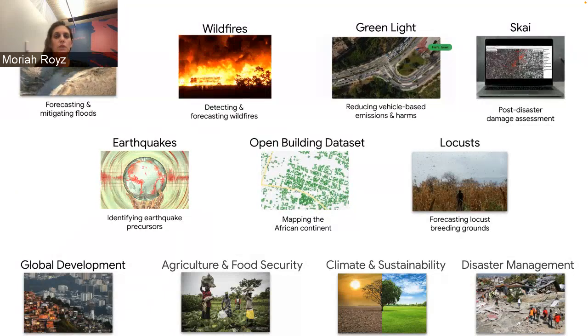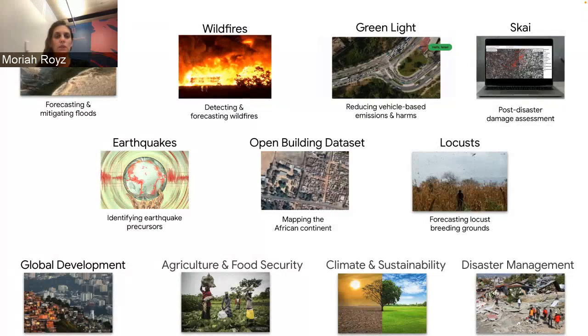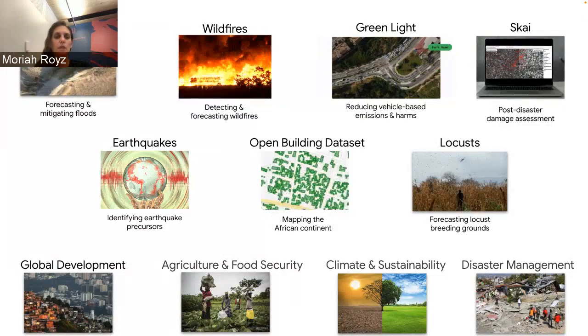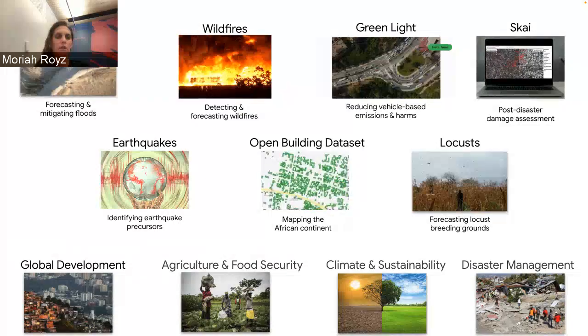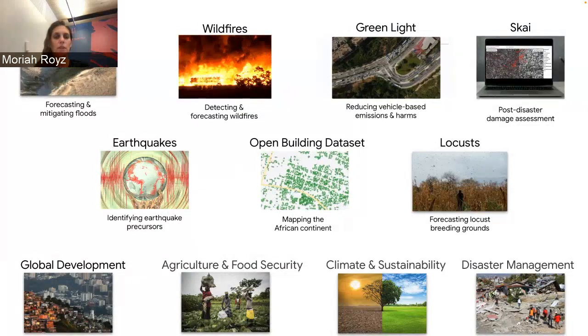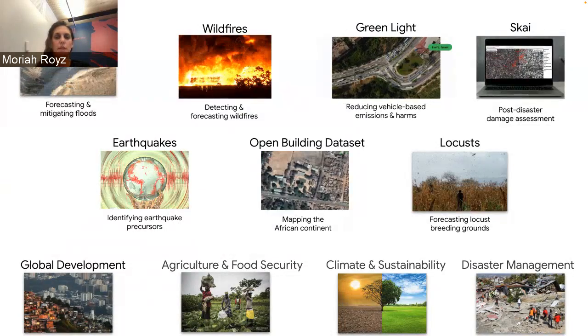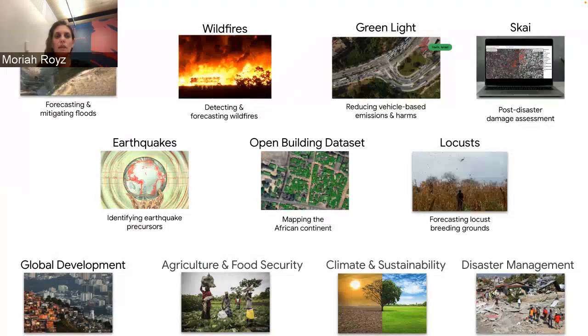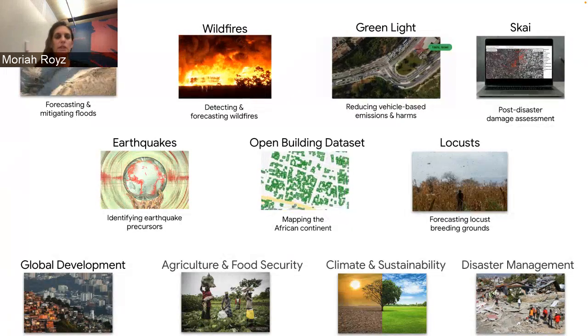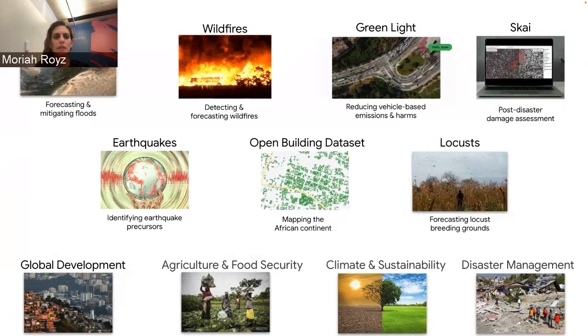We also do some research around locust and food security. And we're also working on new directions like global development, agriculture and food security, climate sustainability, and disaster management. Today, I will focus specifically on the flood forecasting and the expansion that we did. Can we go to next slide, please?